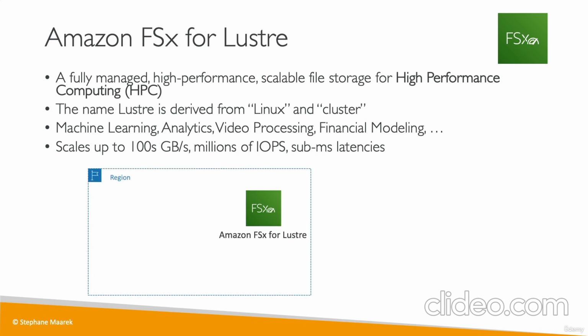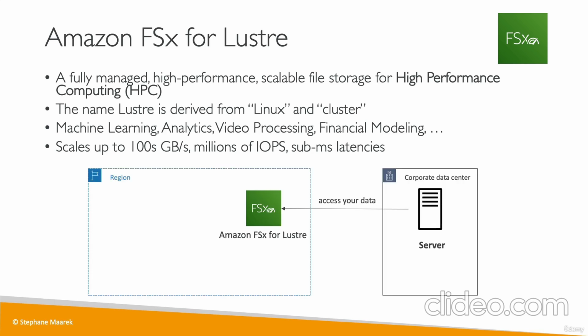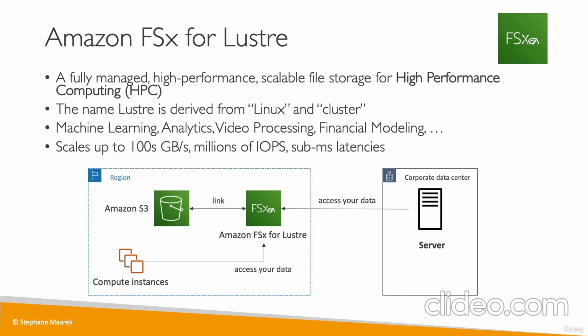So the way it works is that Amazon FSx for Lustre can be connected either to your corporate data center or to your compute instances directly within AWS, and then in the backend, Amazon FSx for Lustre is actually storing your data, possibly onto an Amazon S3 bucket. So that's it. That's all you need to know for Amazon FSx.